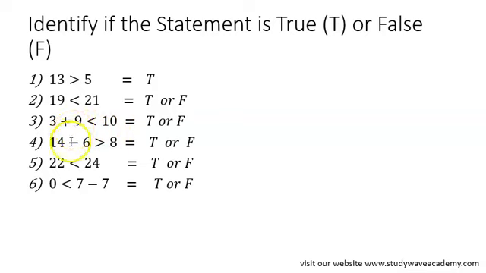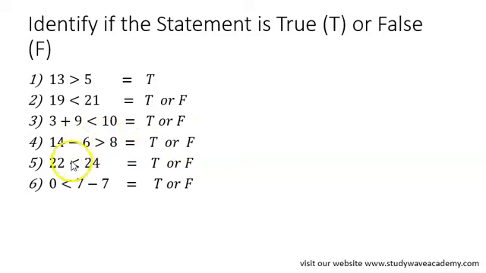Okay, so here we have 14 minus 6 is greater than 8. If we subtract 14 minus 6, it will give us 8. Is 8 greater than 8? No, so the answer is what? False. Remember, greater than is when a number is bigger than the given number, right? And when we subtract 14 minus 6, it gives us 8. So 8 is not greater than 8, right?